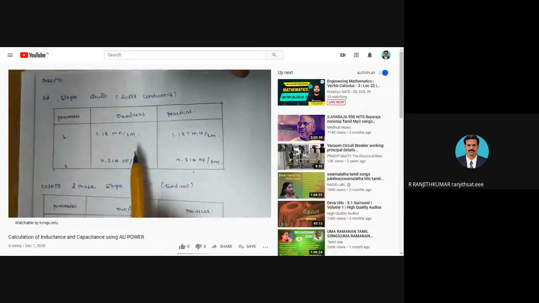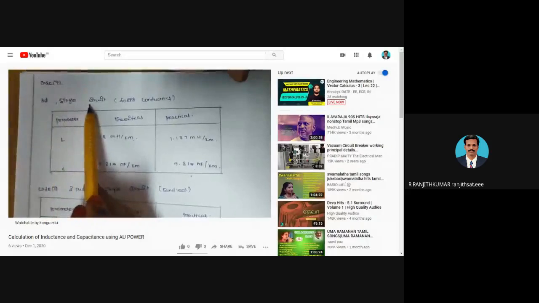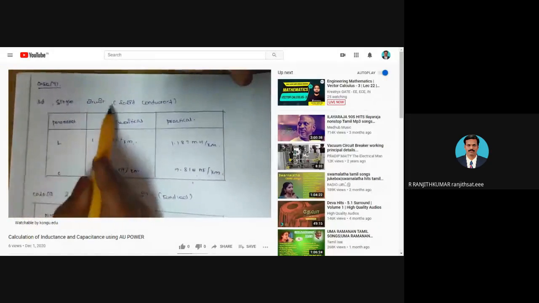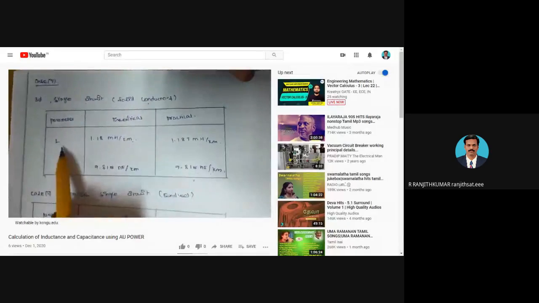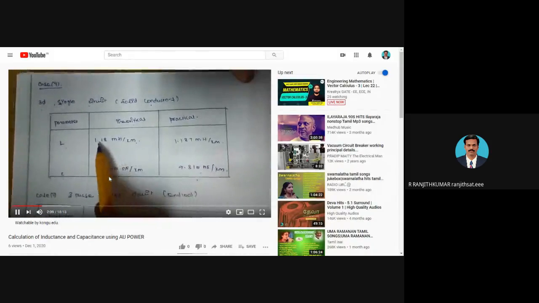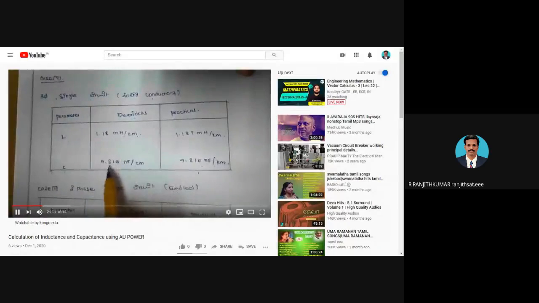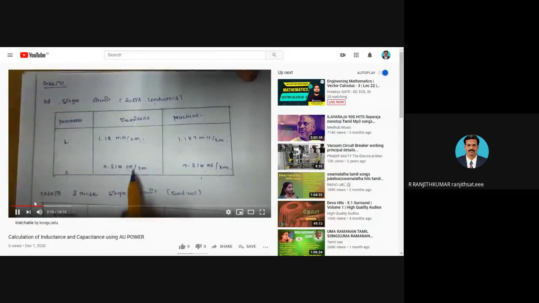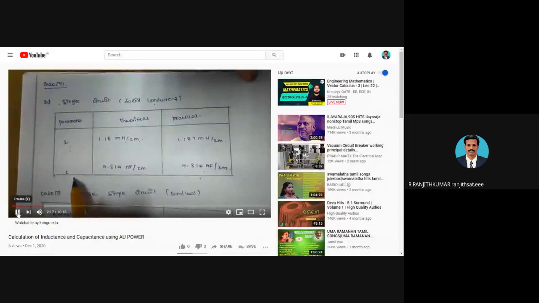After calculating using the formula, you have to put a tabular column like this. See, first case 1, 3-phase single circuit solid conductor. So L and C are the parameters. Theoretically, I have calculated 1.18 millihenry as inductance and 9.15 nanofarad as capacitance.